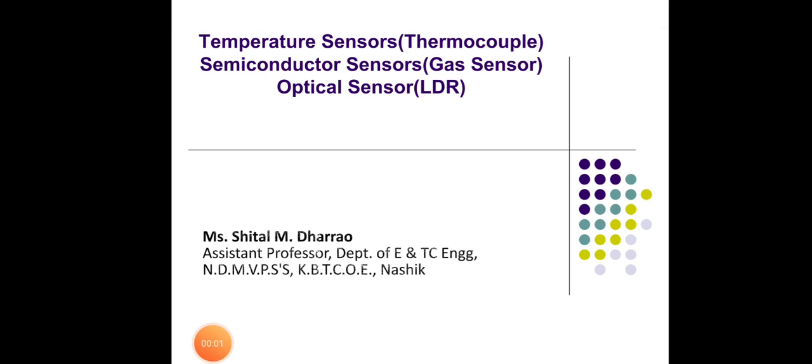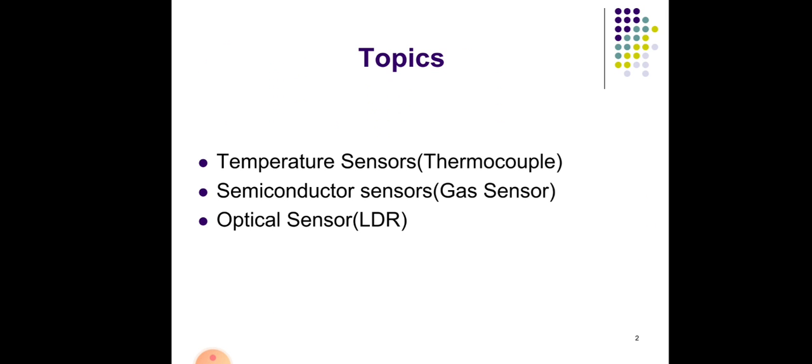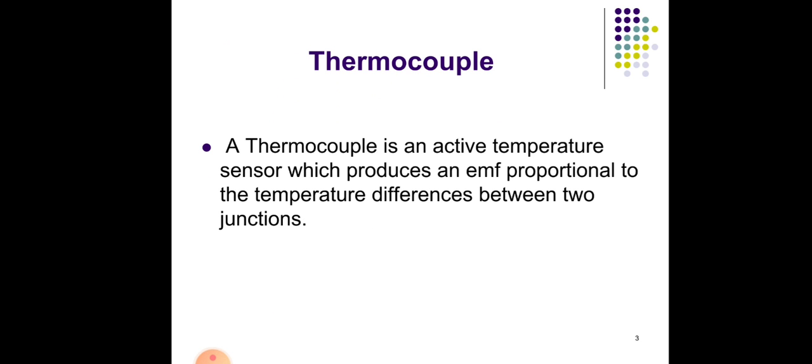Morning students, today we will see temperature sensors, semiconductor sensors and optical sensors. Means our today's topic is thermocouple. Thermocouple is an example of a temperature sensor, gas sensor is an example of a semiconductor sensor, and LDR is an example of an optical sensor. First sensor is thermocouple.